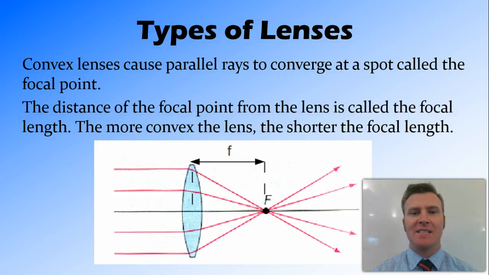In a convex lens, these parallel rays will converge at a spot called the focal point, or the focus. The distance that this focus is from the lens is referred to as the focal length, and different lenses will have different focal lengths. The more convex, or the fatter a lens is, the shorter the focal length will be.